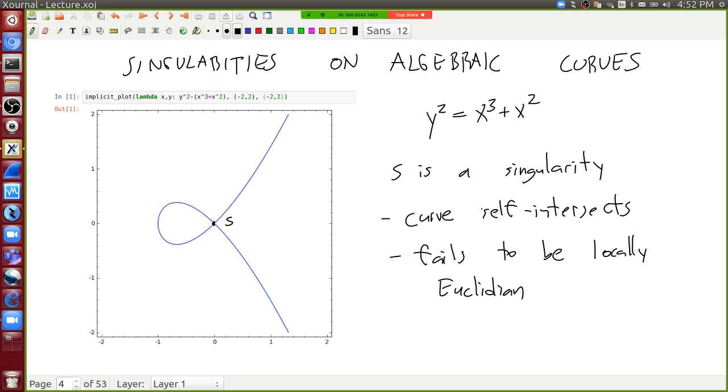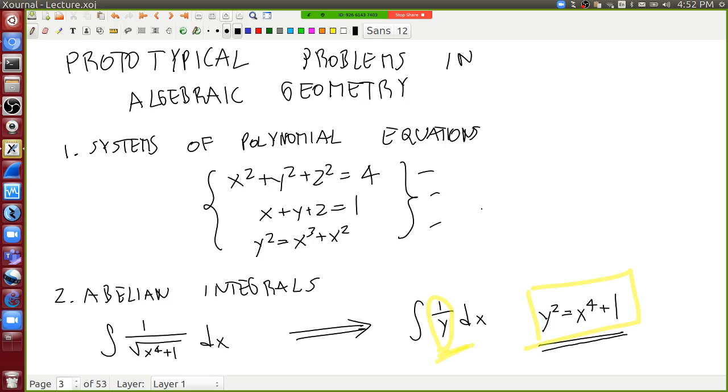So, your example is not rational. Which one? This one here? Number 2, the abelian integral. Well, it is algebraic. It's algebraic, yes.